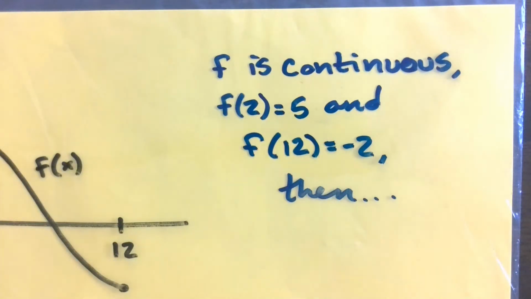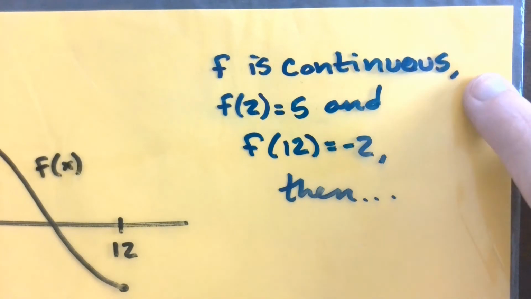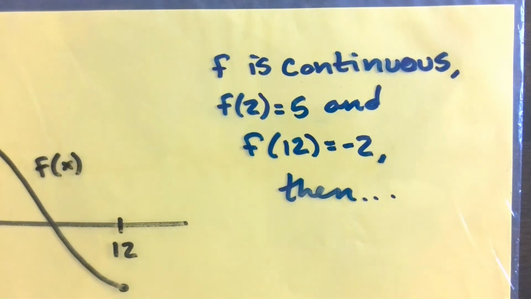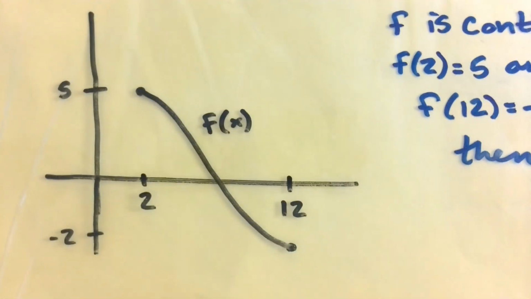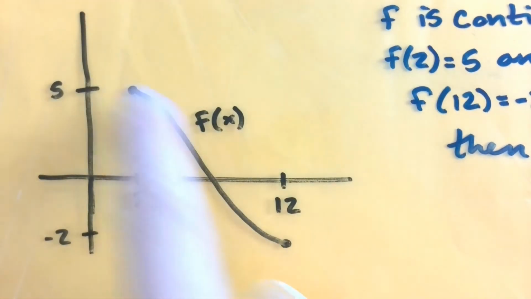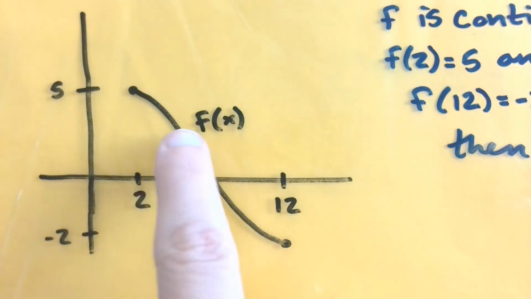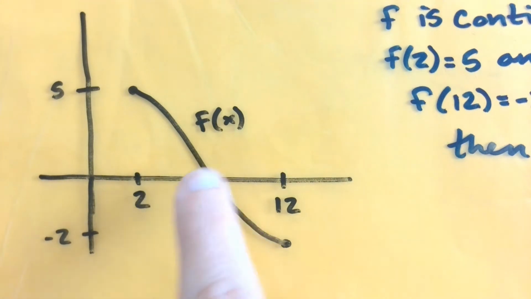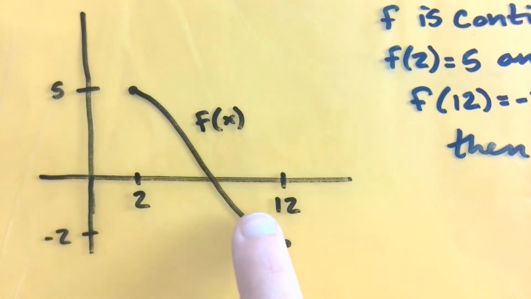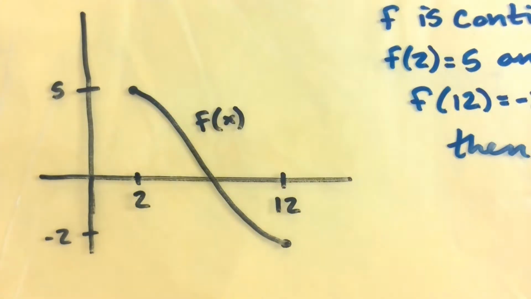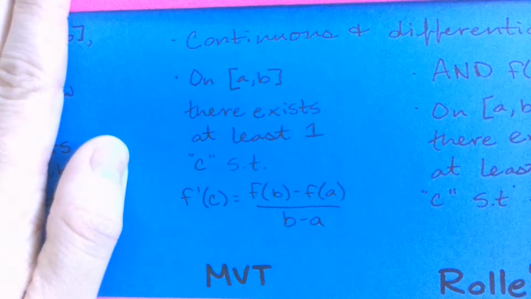So in layman's terms, this is that theorem that tells us if f is continuous and we have two different values, f of 2 is 5, f of 12 is -2, then we are guaranteed every single y value in between. So we're guaranteed some f of c that equals 3, an f of c that equals 1, an f of c that equals 0, an f of c that equals -1, and of course decimals as well, but everything in between -2 and 5, we're guaranteed those y values.